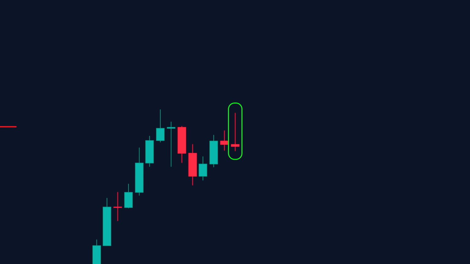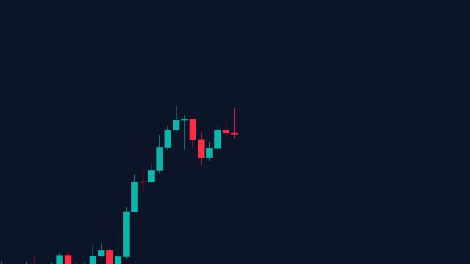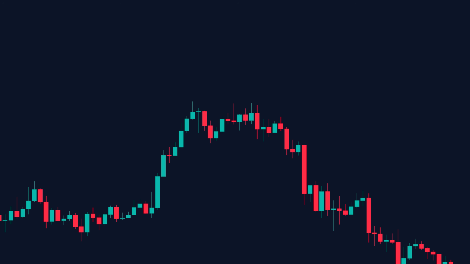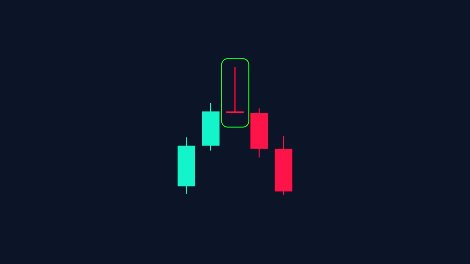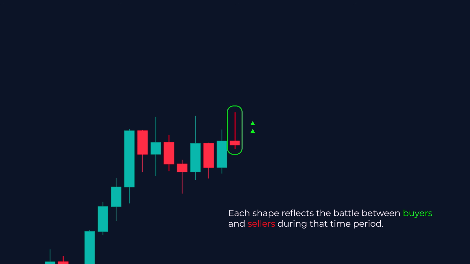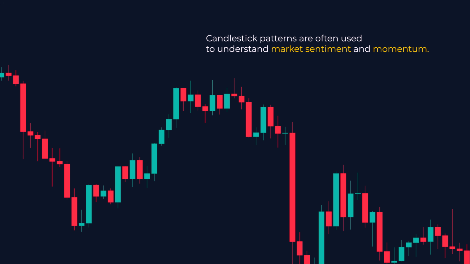But price levels alone aren't enough. Traders also use candlestick patterns to read market psychology. Candlestick patterns help traders anticipate possible future price moves by looking at the shapes of candles on a chart. Each shape reflects the battle between buyers and sellers during that time period. That's why candlestick patterns are often used to understand market sentiment and momentum.